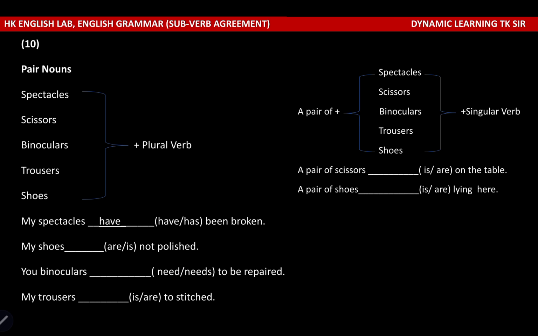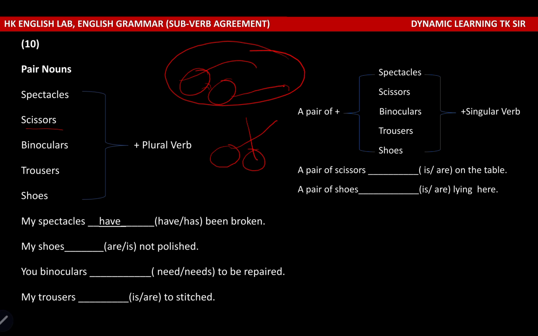Number nine. There I have written some words. Those are in pair. Now, what is a pair? Suppose I have taken one spectacles. This is a spectacle. Am I right? And if you look at spectacle, you will get two sides of it. Isn't it? Two sides together make one single unit. So such words, which have two sides, like your scissors, it also has two sides like this. Binoculars, trousers, they also have two sides.